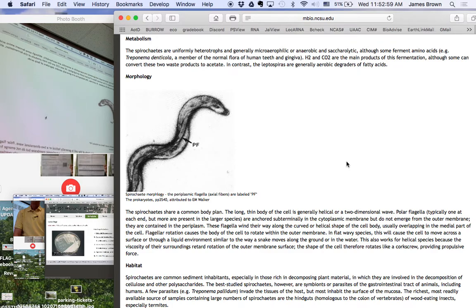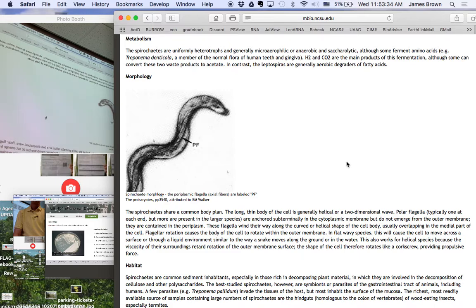They're all heterotrophs. Most of them are microaerophilic or anaerobic. Most of them are saccharolytic, that is, they eat sugar for a living. A few of them will eat amino acids or fatty acids, but most of them are saccharolytic. Generally, hydrogen or CO2 are the products of fermentation. In other words, they dump electrons on protons to make hydrogen, and some of them can make acetate.